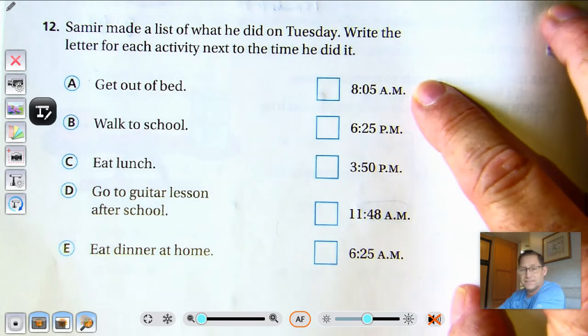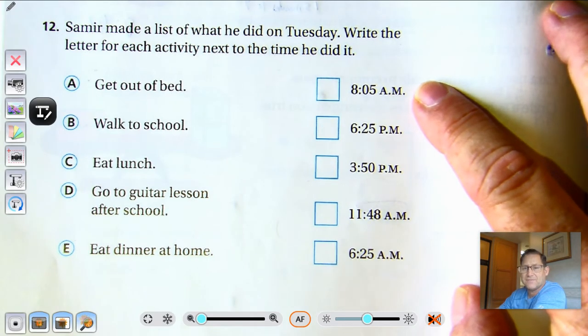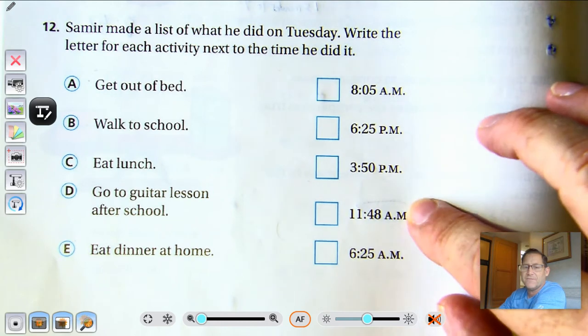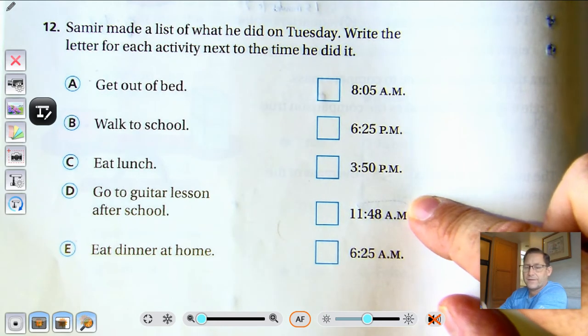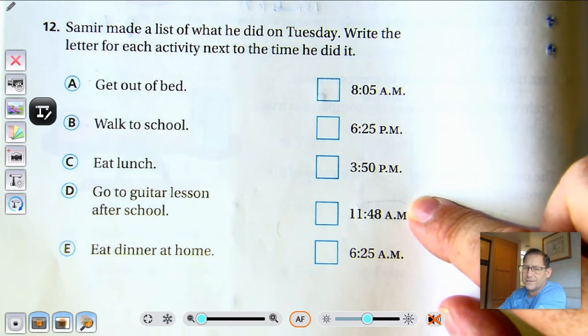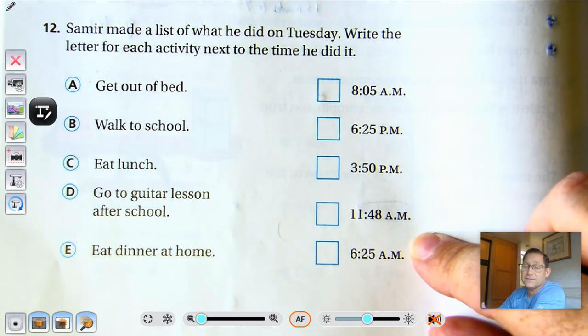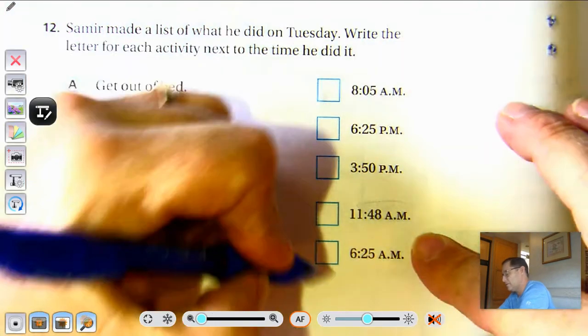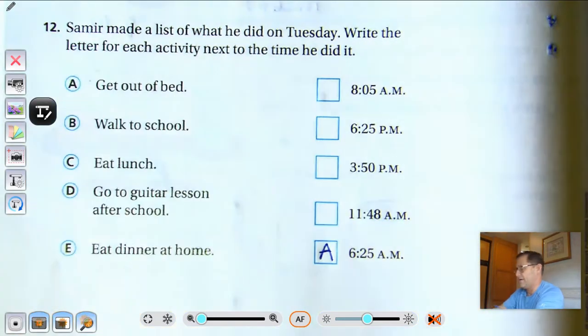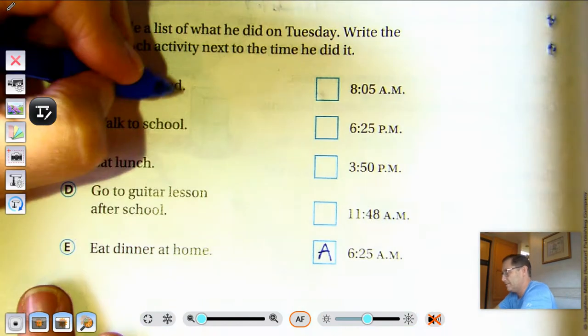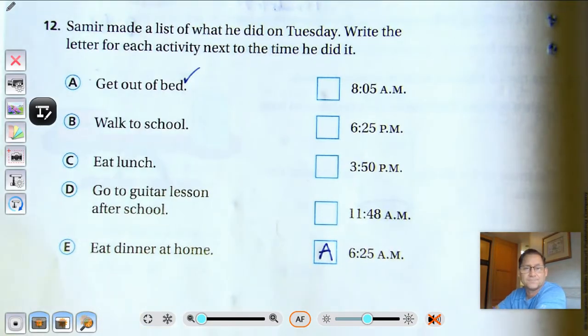Okay, 8:05, that's in the morning. You could get out of bed at that time, but usually school has already started by 8:05. 11:48 a.m. It is morning, but I'm getting hungry about then. 6:25 a.m. Okay, that's a little more reasonable as far as getting out of bed, getting ready, having breakfast. I'm going to say A, getting out of bed. All right, so I've used that one.